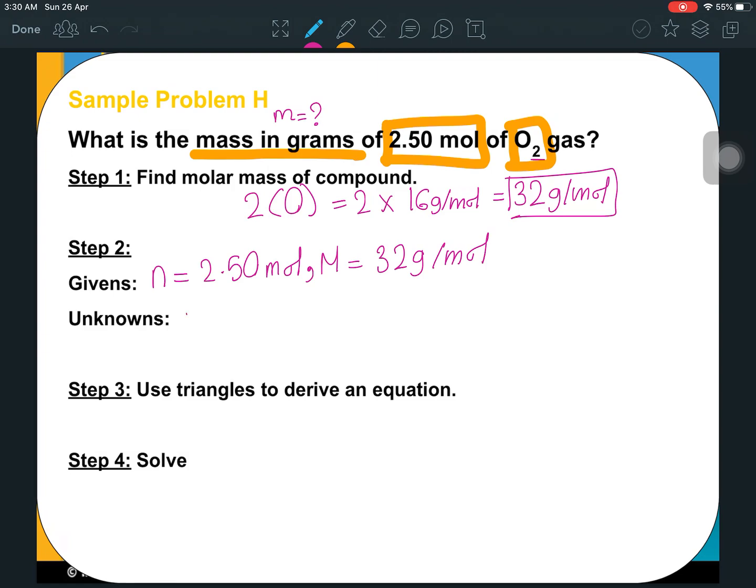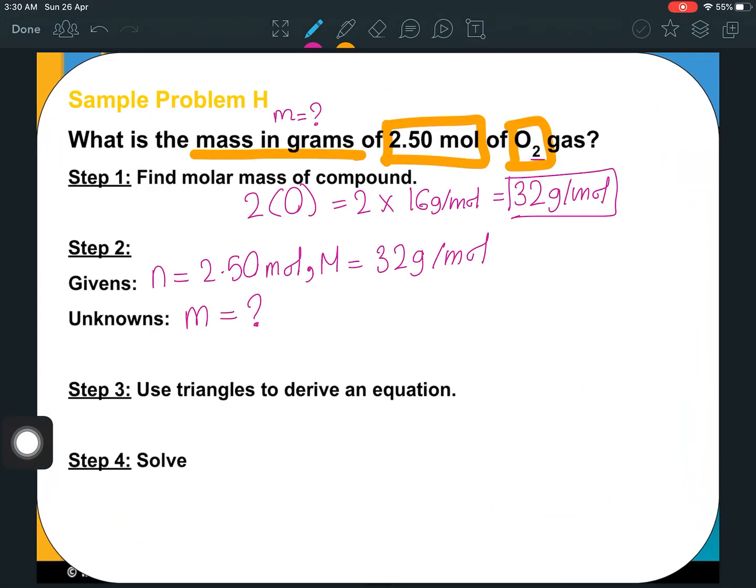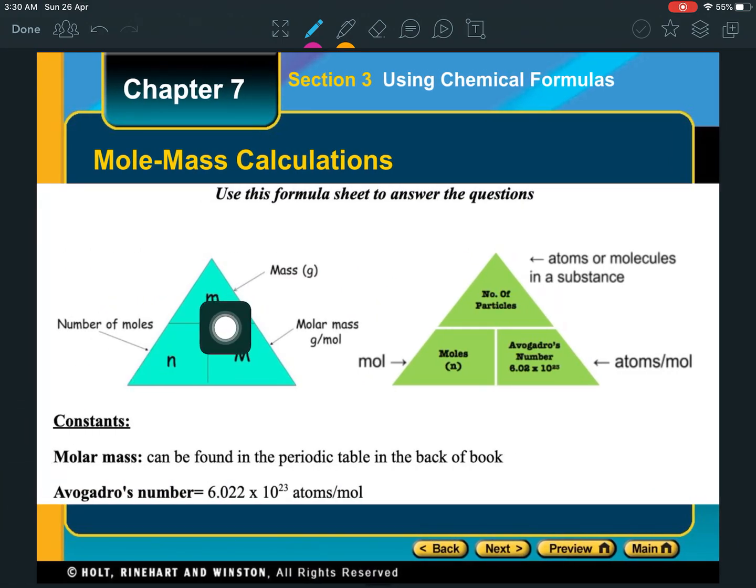And what is my unknown? Small m is equal to question mark. So now I have my number of moles and my molar mass, and I'm looking for m. Let's figure out which triangle we want to use. We don't have particles, we have moles, but we're not looking for anything in here because even the mass is not included. So I'm going to be using this triangle right here. We're looking for mass, so m, or little m, is equal to n times M.